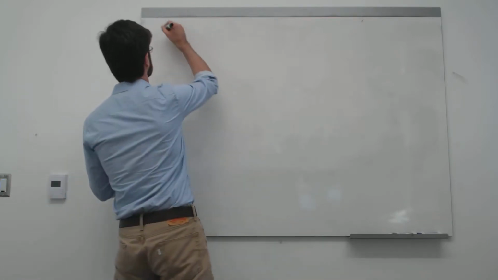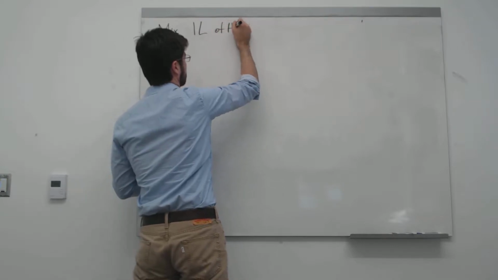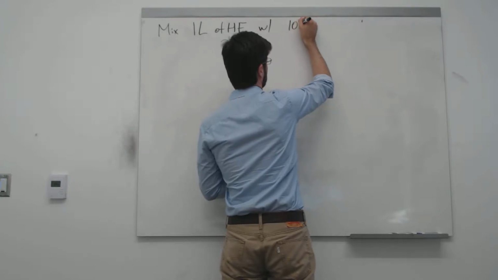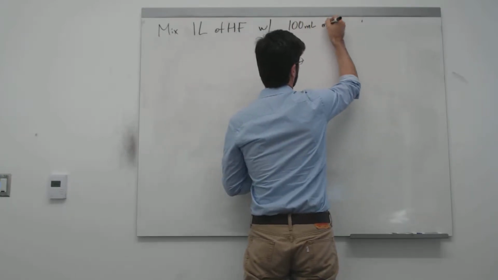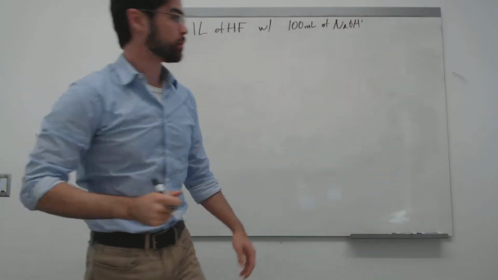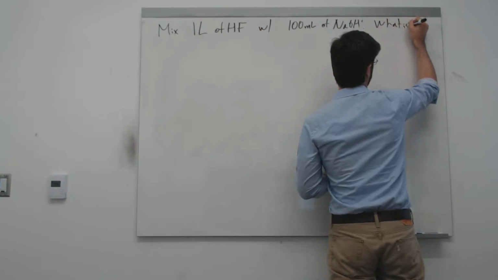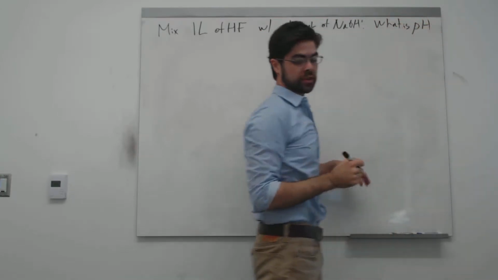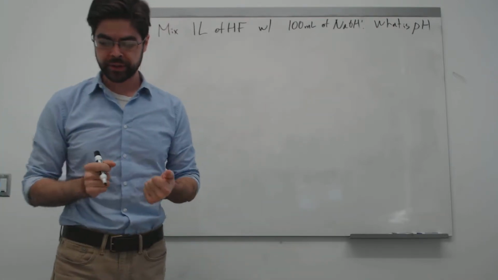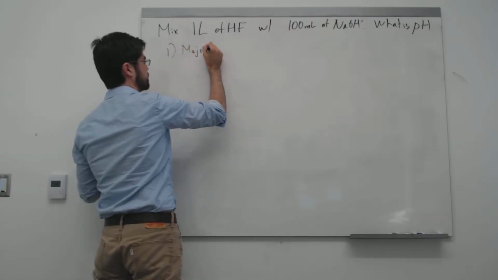So let's say you mix 1 liter of hydrofluoric acid with 100 milliliters of sodium hydroxide, a strong base. And you'd like to know what is the pH of the resulting solution. So the standard way we do this, as always, is we ask, okay, what are the major species dissolved in solution?